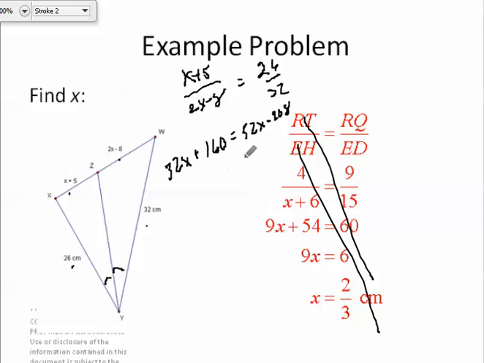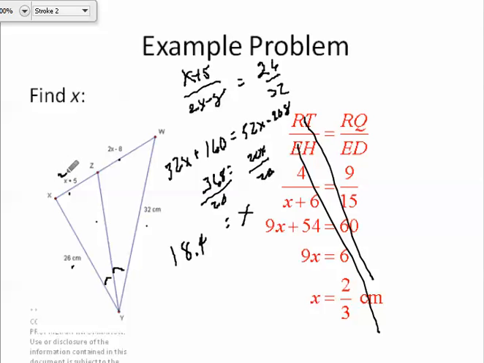So I subtract the 32x, I'll get 20x. I add the 208 and I get 368. Divide by 20 and I'll get that x is equal to, let's see here, 36 divided by 2, 18.4. And so x is equal to 18.4.